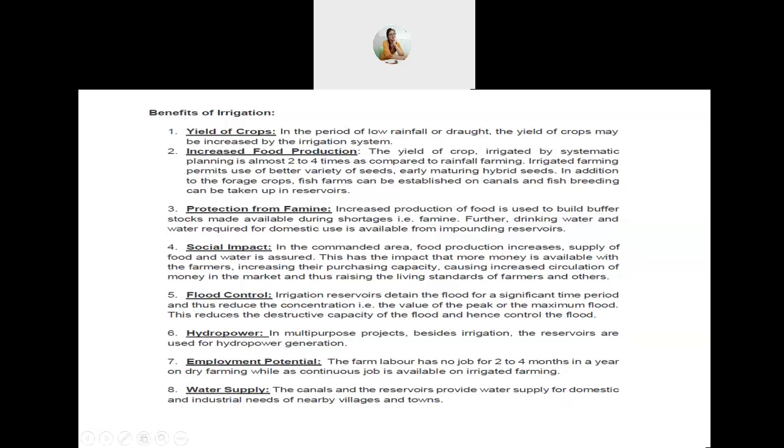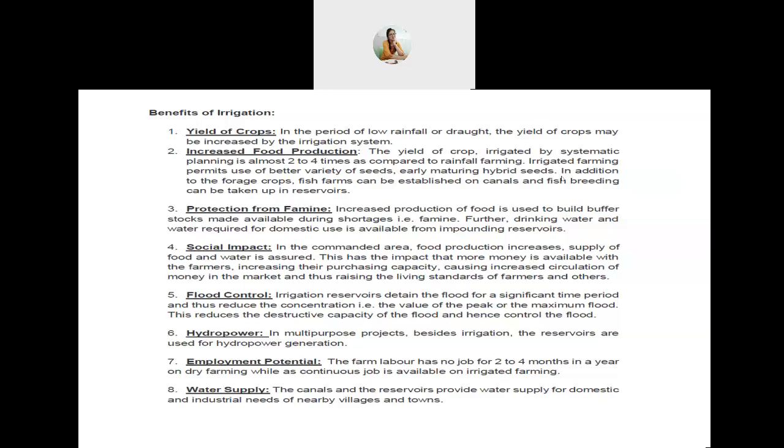The yield of crop irrigated by systematic planning is almost 2 to 4 times as compared to rainfall farming. Irrigated farming permits use of better variety of seeds, early maturing hybrid seeds. In addition to the forage crops, fish farms can be established on canals, and fish breeding can be taken up in reservoirs.